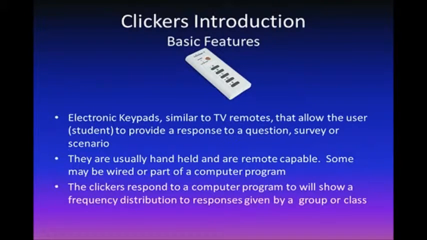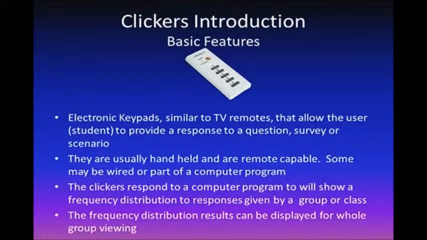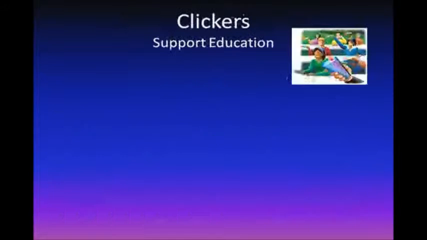Now, the clickers respond to a computer program that will show a frequency distribution of the responses given by the group or class. So when you ask questions, the program displays a frequency chart showing how the students responded to each part of the question. The frequency distribution results are usually displayed for the whole group to view. They don't necessarily have to be, but usually that's part of the whole process, as you'll see as we move on through this presentation.